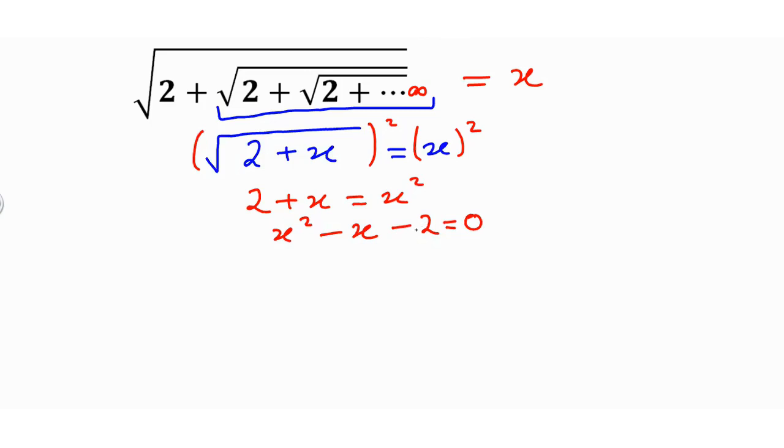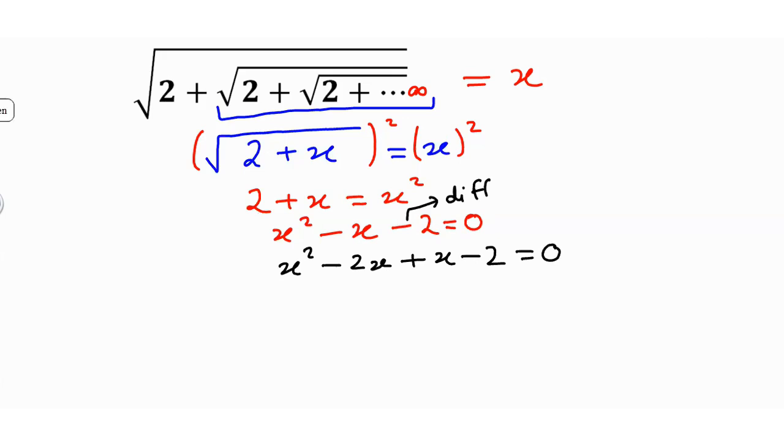For factorizing, we need two factors of 2. Here we are getting a minus sign, so whose difference is 1. That's simple. 2 minus 1 is 1. So we'll write this as x square minus 2x plus 1x minus 2 is equal to 0.